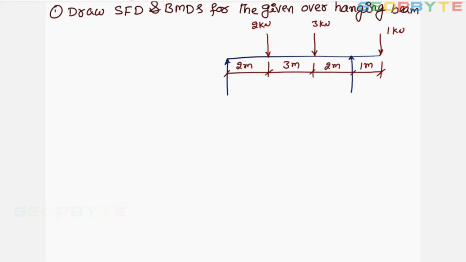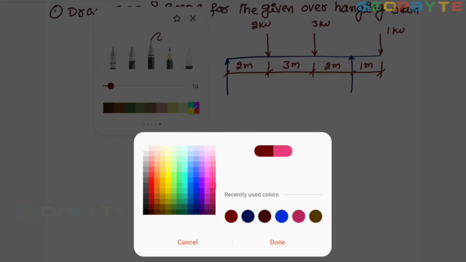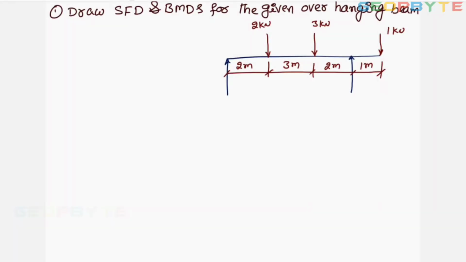Look at the diagram. It consists of supports at two locations. At A a support is there. At B also a support is there. But the beam is extended beyond the supports. Let this be C, D, E.